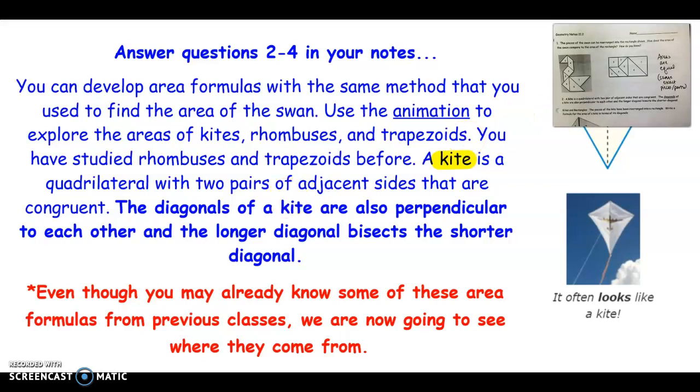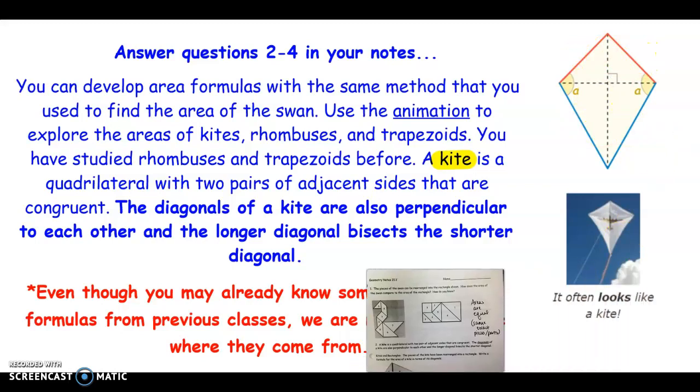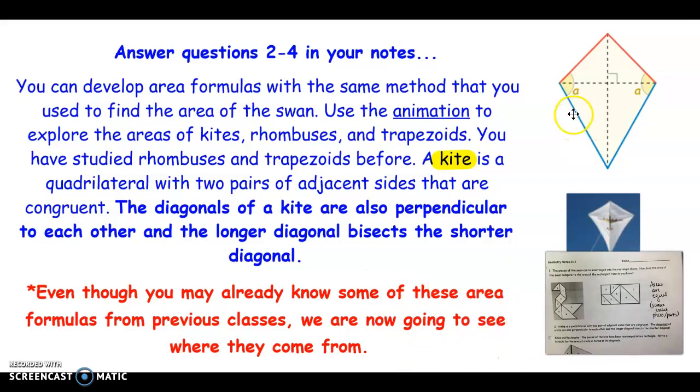So you can see here I have a figure that is a kite. These 2 red sides are congruent, and these 2 blue sides are congruent. So instead of the opposite sides like a parallelogram, it's the adjacent sides that are congruent. And many times it looks like a kite that you would fly in the sky, like you can see in that picture. So we are going to look at how to find the area of a kite.